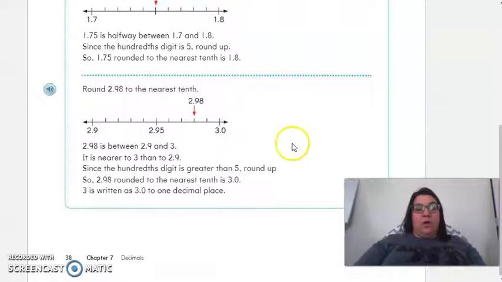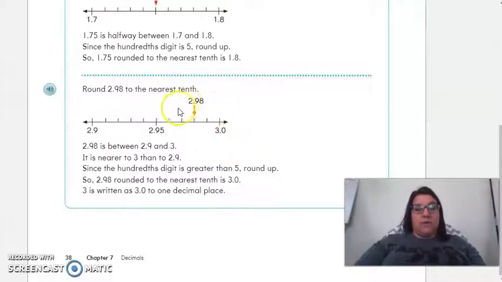Let's do one more. This time we have 2 and 98 hundredths. And they want you to round it to the nearest tenth. So once again, I'm looking at the digit that's in the hundredths place. We have an 8 in our hundredths place. If it's 5 or more, we round up. If it's 4 or less, we round down. So in this case, we have an 8. That's 5 or more, so we're going to round up to 3 wholes.